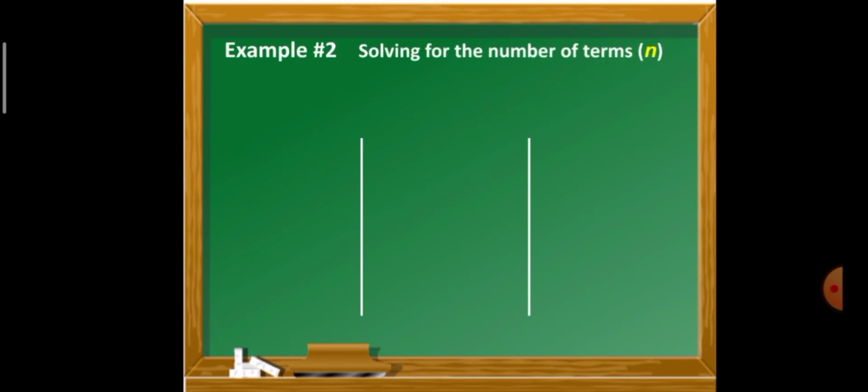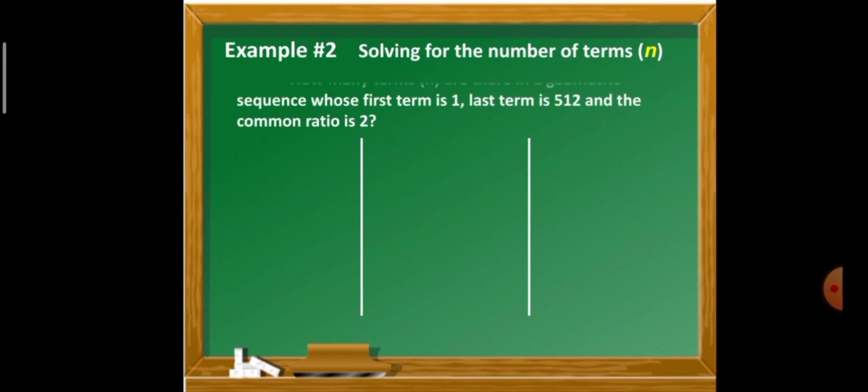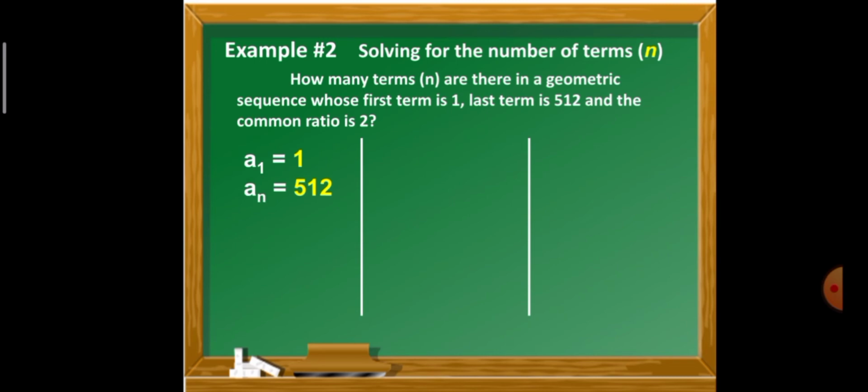Example number 2. Solving for the number of terms or yung n. Hinahanap natin dito yung number of terms. How many terms or yung n are there in a geometric sequence whose first term is 1, last term is 512, and the common ratio is 2. So again, yung mga given values. Ang a sub 1 natin ay 1. Yung a sub n natin ay 512. Yung the common ratio is 2. At ang n, yan ang hinahanap natin.